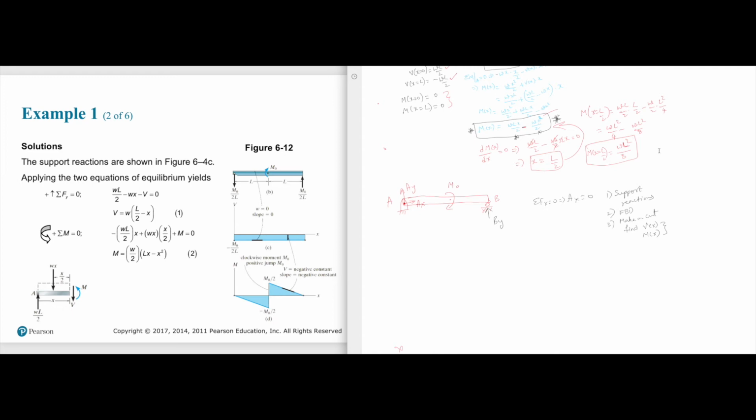For example, due to symmetry, once you solve, you will end up getting Ay is M naught over 2L. And how do you get that? Sigma Fy equal to 0. When you apply sigma Fy equal to 0, what do you get? We get Ay plus By equal to 0.